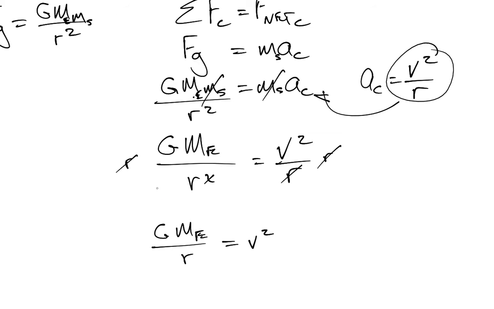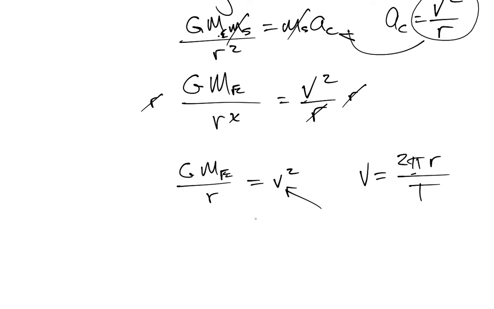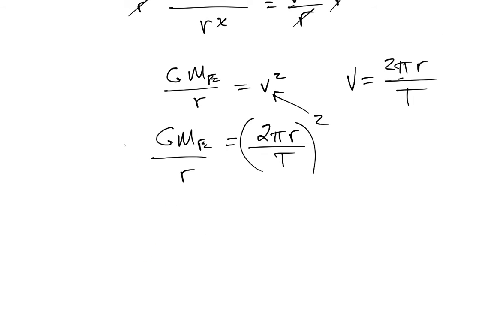Oh, I remember what I forgot. We can't leave v like this. We have to substitute in v equals 2 pi r over T. That's what I forgot. So if we do that, we're going to get 2 pi r over T, squared, equaling G M E all over R. That makes better sense.